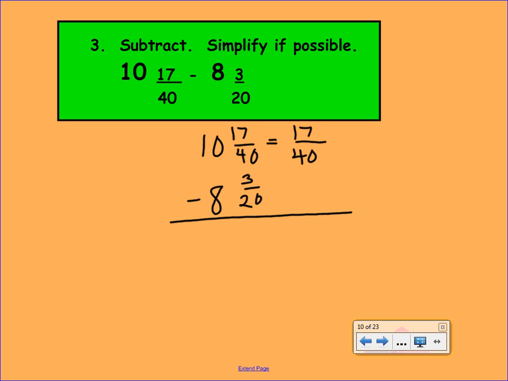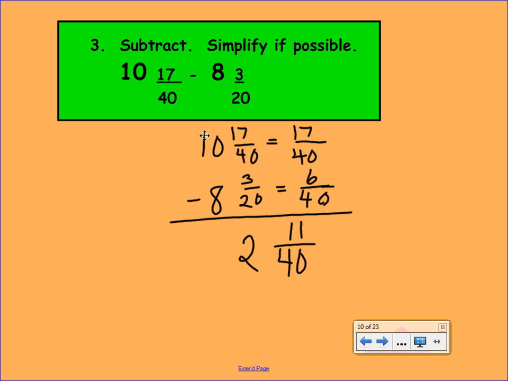That works. So that would be 17/40. And, whoops, that's not 20. That would be 40. There we go. And this would be 6/40. 17 minus 6 is 11. And I go to my whole numbers, and 8 taken away from 10 is 2. So I have 2 and 11/40.